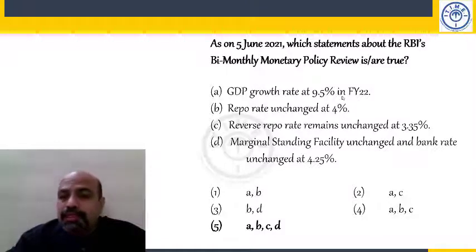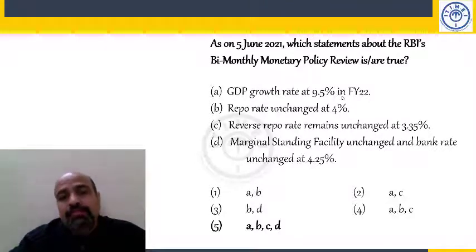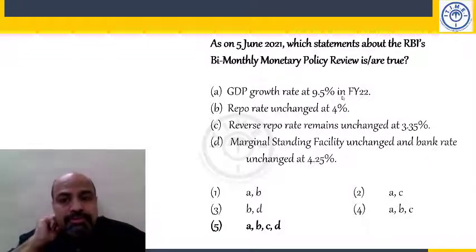Now, the GDP growth rate, this all came from the RBI. The GDP growth rate at 9.5%. Well, yes. Repo rate remains unchanged, yes. So did the reverse repo, and of course the bank rate and marginal standing facility. In fact, nothing changed except that the forecast changed a bit. Now, this is real GDP growth rate. It's not something called the nominal growth rate.